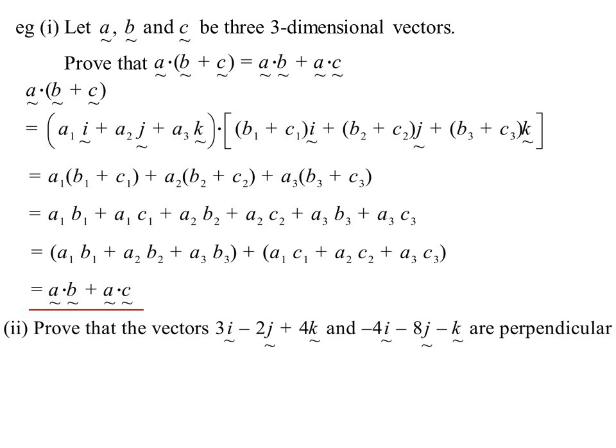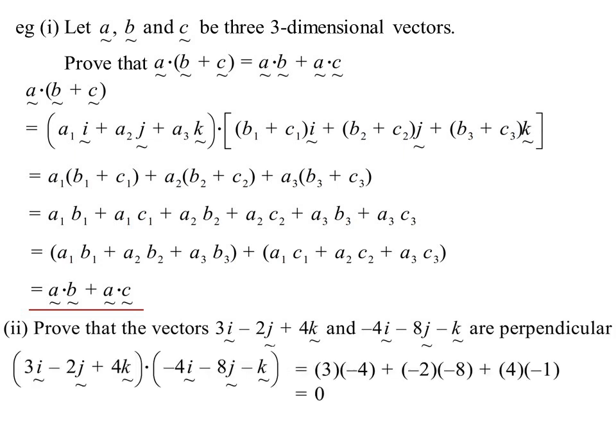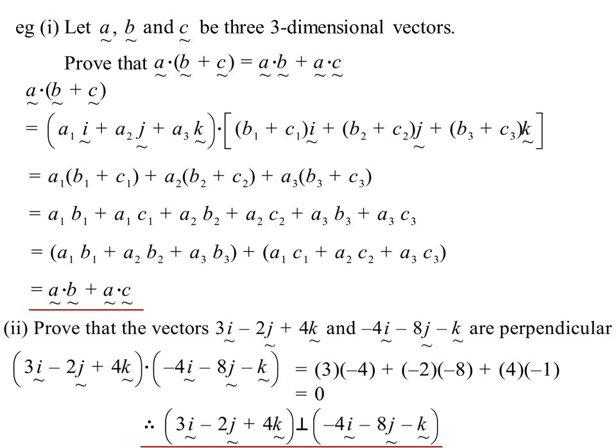Well, let's prove that these ones are perpendicular. Okay, let's get the dot product. So multiply the x value with the x value, the y value with the y value, and so on. And yep, that turns out to be 0. If the dot product is 0, the vectors are perpendicular.